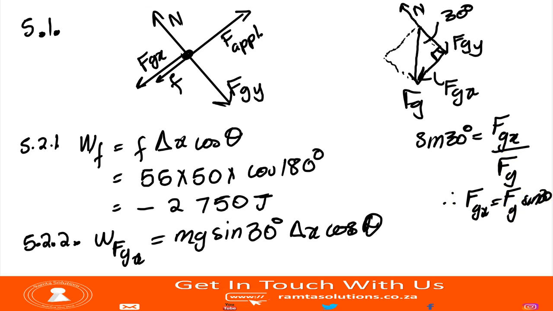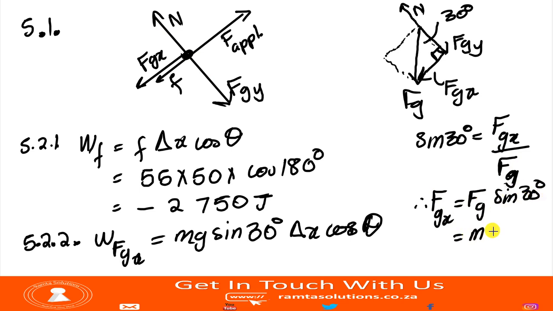Let me move it. So this means Fgx is equal to Fg sine 30 degrees. But what is Fg? It's weight. You call it mg, right? So this is mg sine 30 degrees. So if you struggle with breaking this down, this is how we got to this.